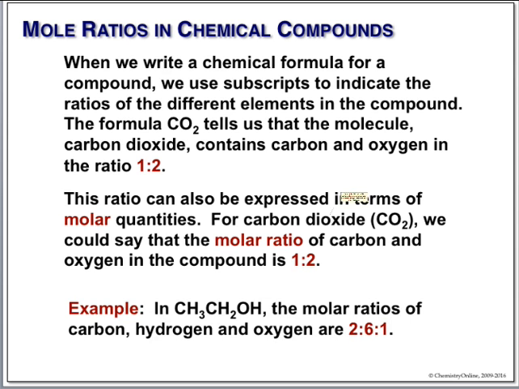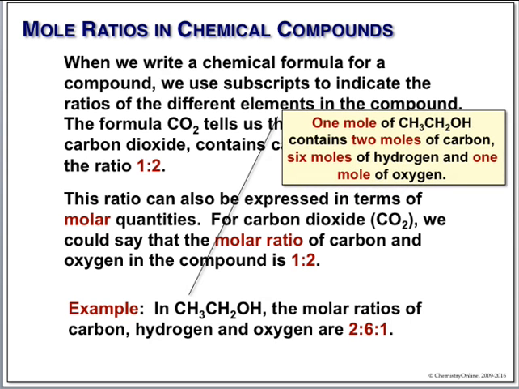If we had ethanol, CH3CH2OH. In this compound, we have 2 carbons. So that would be 2 moles of carbon. We have 6 hydrogens, and we have 1 oxygen. The mole ratios would be 2 to 6 to 1.